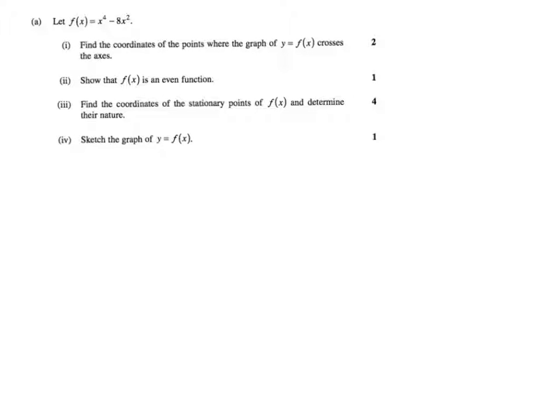Alright boys, this is an HSC question. It's from 2009 or 2010. I think you can look that up on the Border Studies website if you'd like. But it's a curve sketch with the lot. As we see, it's worth 8 marks. The function is f(x) equals x to the 4 minus 8x squared.